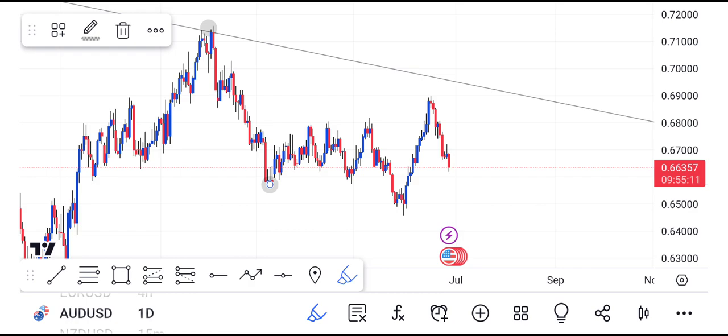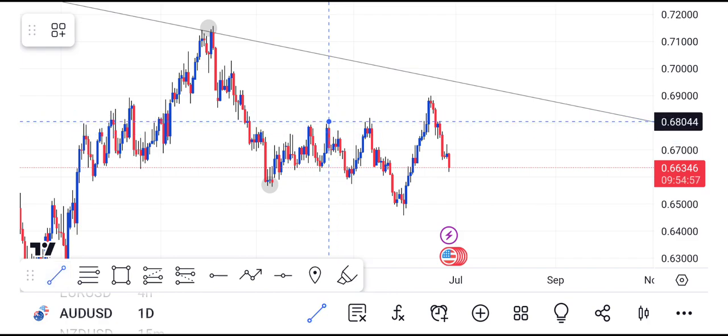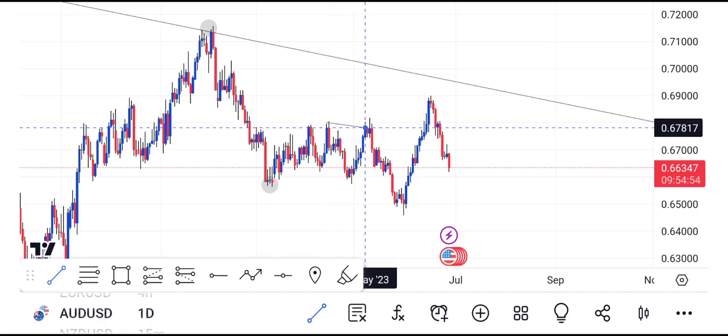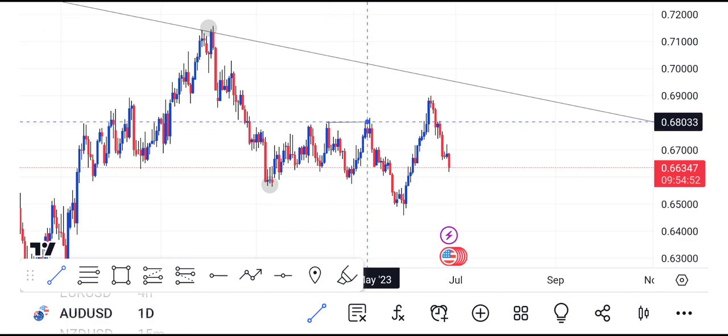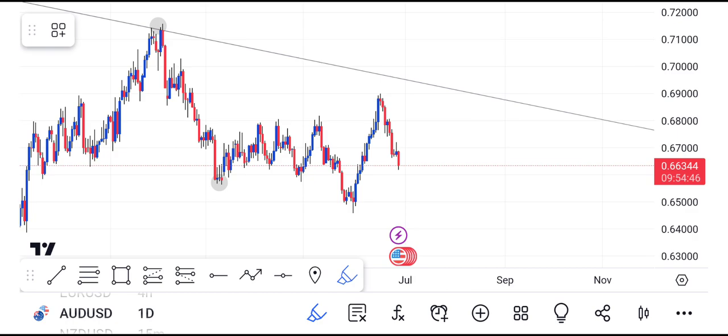This is now our low, our lower low. And then where is our higher low? That is, let me use this. Did price break this level here? Yes, price broke that level there. So that is our next lower high.